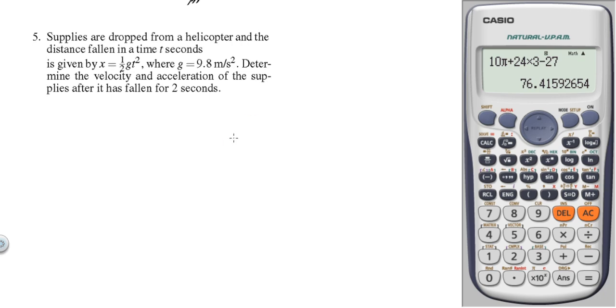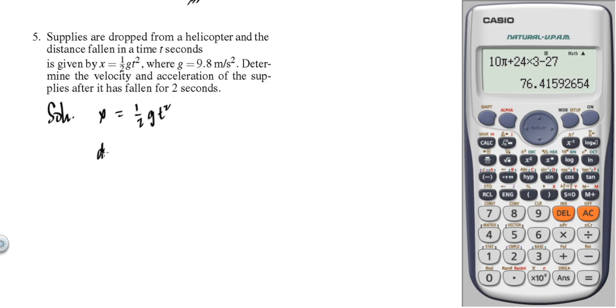Okay, number 5. Supplies are dropped from a helicopter and the distance fallen in a time t seconds is given by the equation x equals 1 half g t squared, where g is 9.8 meters per second squared. Determine the velocity and acceleration of the supplies after it has fallen for 2 seconds. It's easy. Let's solve this. We have x equals 1 half g t squared. g is constant.